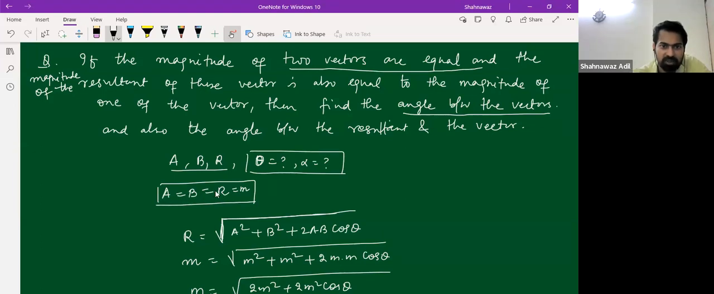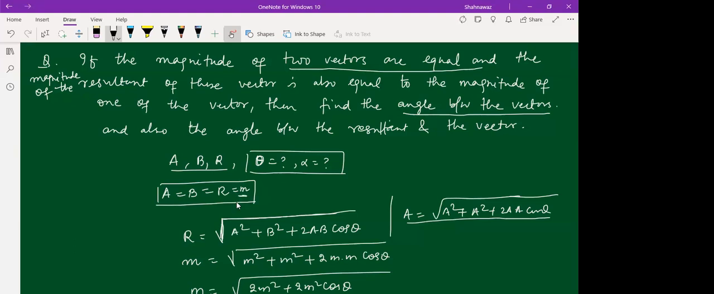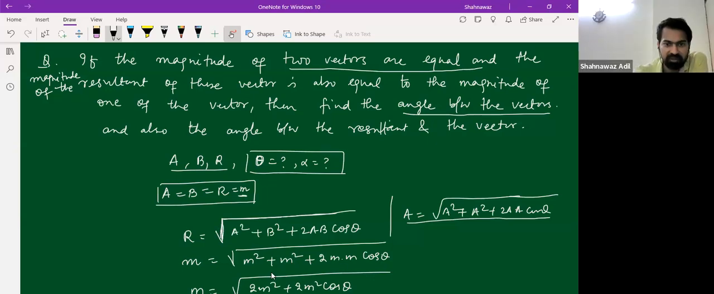So A equals B equals R. Either we can write A in place of R, so we could have done this also. In place of R we can write A, and in place of B we can also write A, so this would be A into A. Either we can write it like this or we can compare with this number. Understood this point? Yes, sir, now I understand. Then the next part is solving.